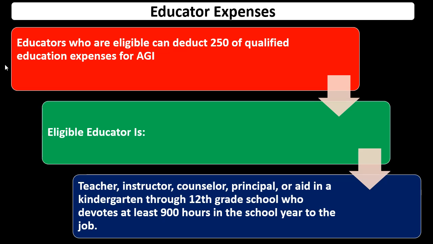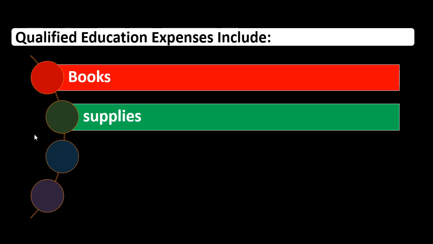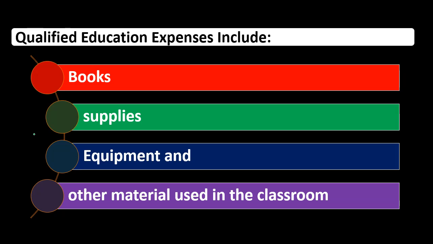So an eligible educator is a teacher, instructor, counselor, principal, or aide in a kindergarten through 12th grade school who devotes at least 900 hours in the school year to the job. Qualified education expenses include books, supplies, equipment, and other material used in the classroom.